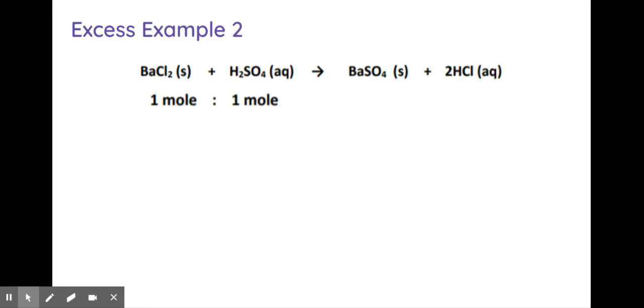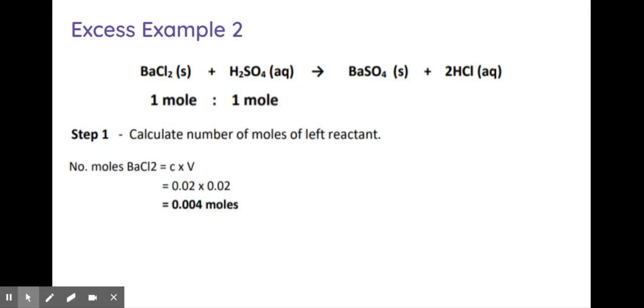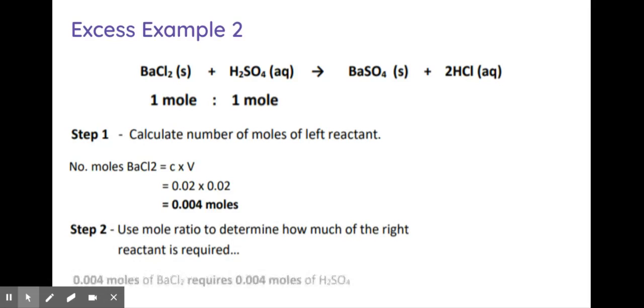Then step 1, as always, calculate the number of moles of the left reactant. The number of moles of barium chloride that we have, we work this out by doing concentration times volume, which is 0.02 times 0.02, giving us 0.004 moles. Step 2 is to compare this then with the number of moles of sulfuric acid. If 1 mole of barium chloride reacts with 1 mole of sulfuric acid, then 0.004 moles of barium chloride requires 0.004 moles of sulfuric acid.